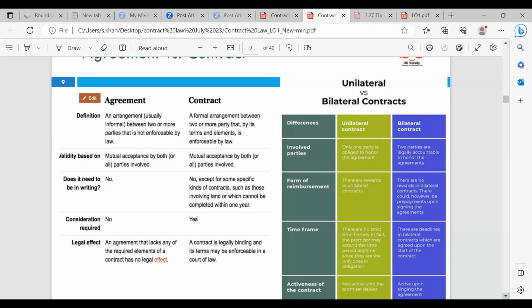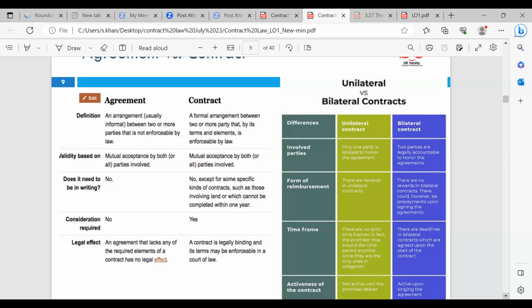And the validity is based on mutual acceptance by both or all parties involved. And in a contract, mutual acceptance by both or all parties involved. Does it need to be in writing? So for an agreement, it does not need to be in writing, and there needs to be no consideration taken. And the legal effect is that an agreement that lacks any of the elements of a contract has no legal effect, whereas a contract, does it need to be in writing?